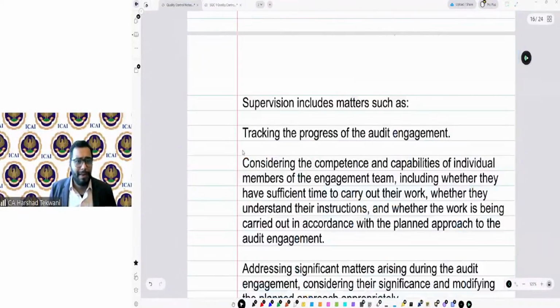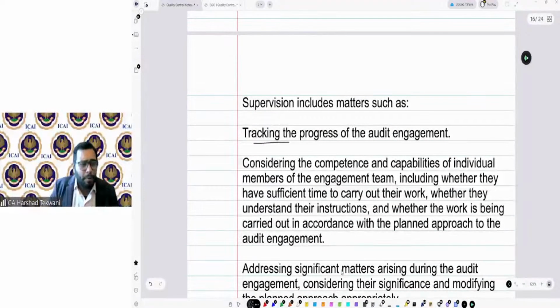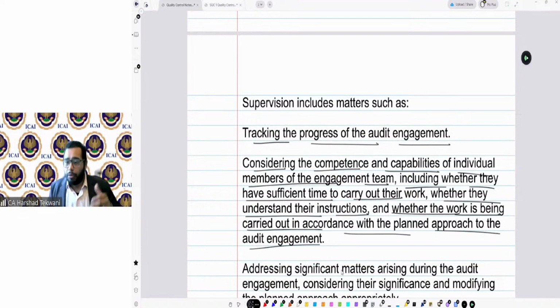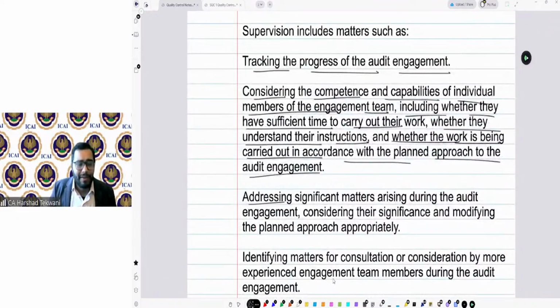Okay. So supervising includes methods such as tracking the progress of the audit engagement. Simple. I will track the progress, what has been done in the audit. Considering the competency and capability of the individual members of the engagement team, including whether they have sufficient time to carry out their work, whether they understand their instructions, whether the work is being carried out in accordance with the planned approach and the audit plan, how they are progressing, and whether they are addressing significant matters arising during the audit engagement, considering their significance and modifying the planned approach appropriately.